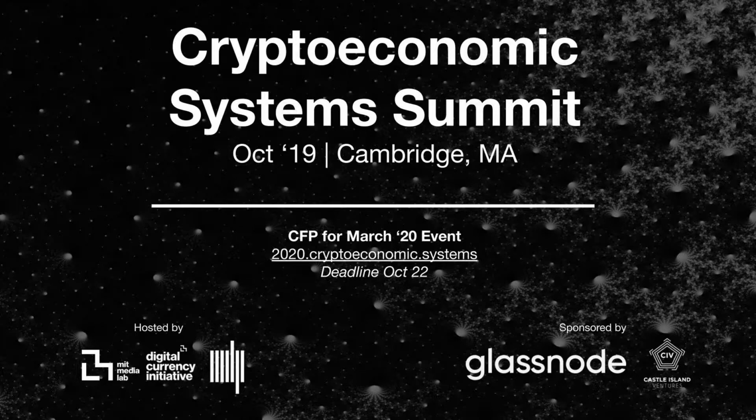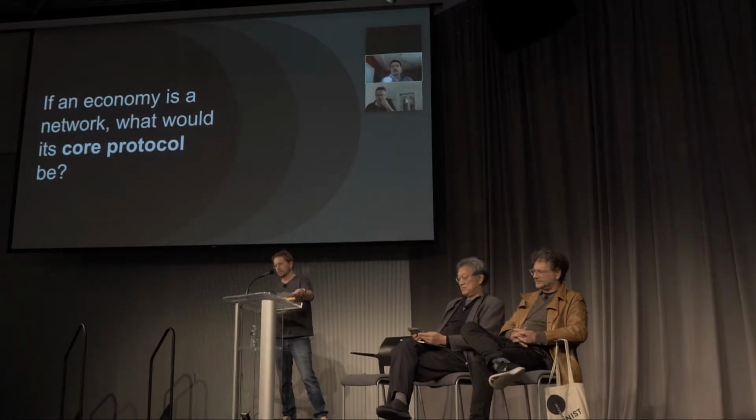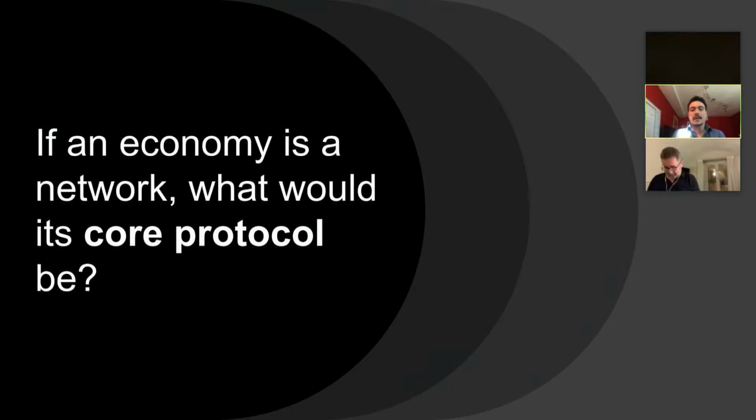All right, so today I'm going to be talking about the economy as a network and a set of protocols. So, if an economy is a network, what would be its protocol? We understand at X the economy as a network. This means it is a set of protocols plus the participants.